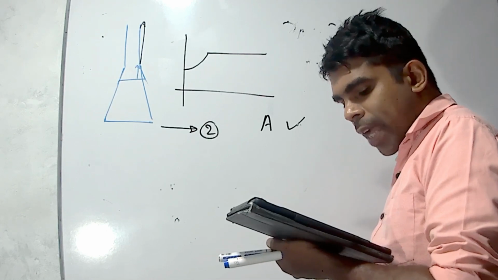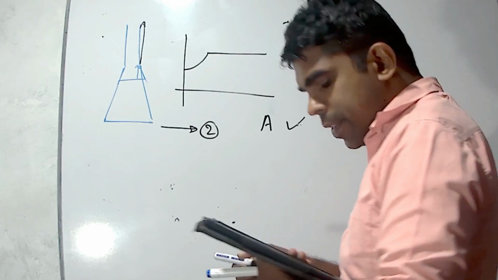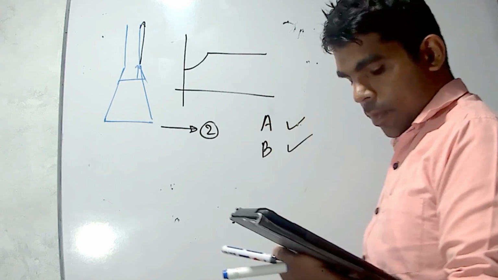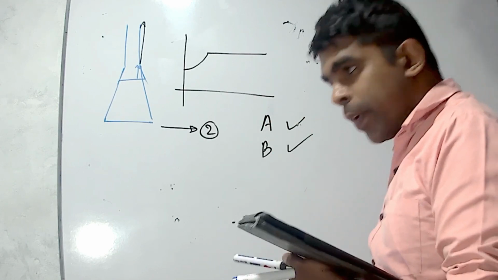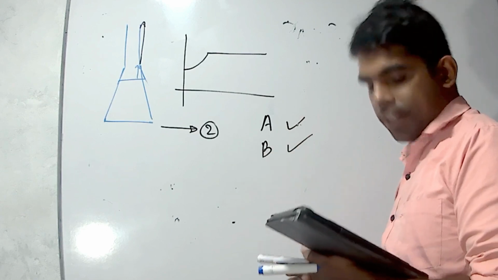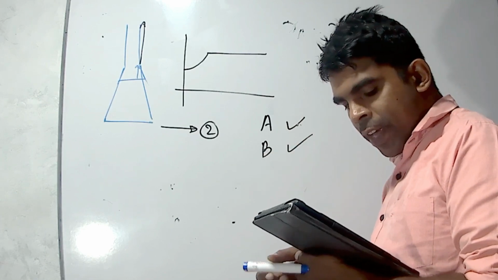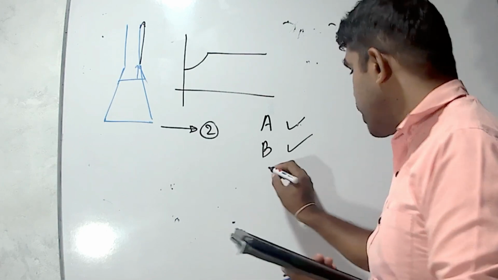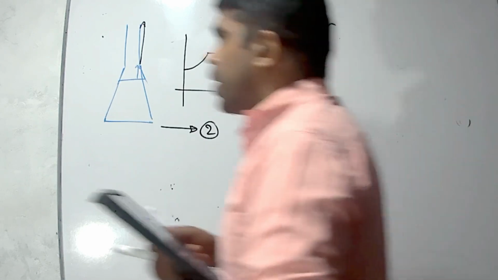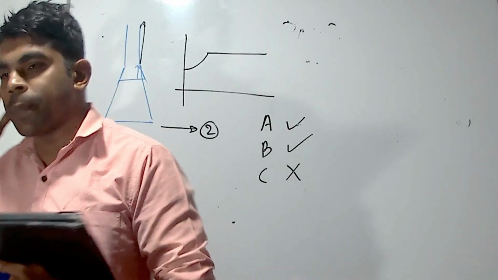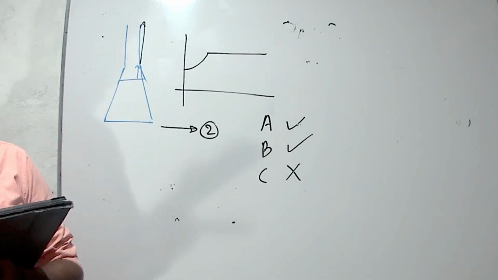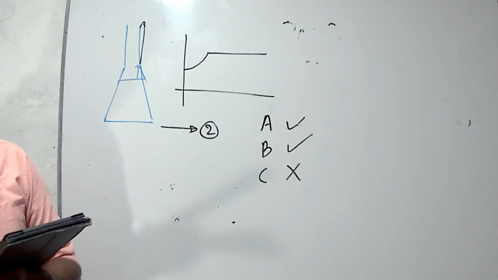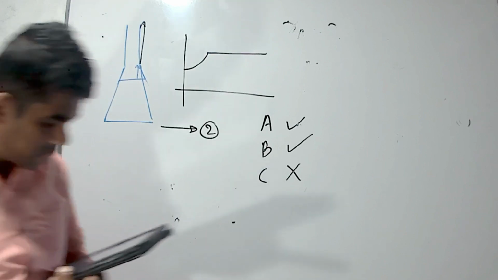B: the magnitude of upthrust acting on the sphere will not change. Yes, it is correct. It is always floating on the fluid. Therefore, upthrust is equal to the weight. C: density of the sphere will be greater than the liquid after cooling. No, it is false. There is an increase of density for both, but the increase for the liquid is greater than the increase for the solid. Then only A and B are true.